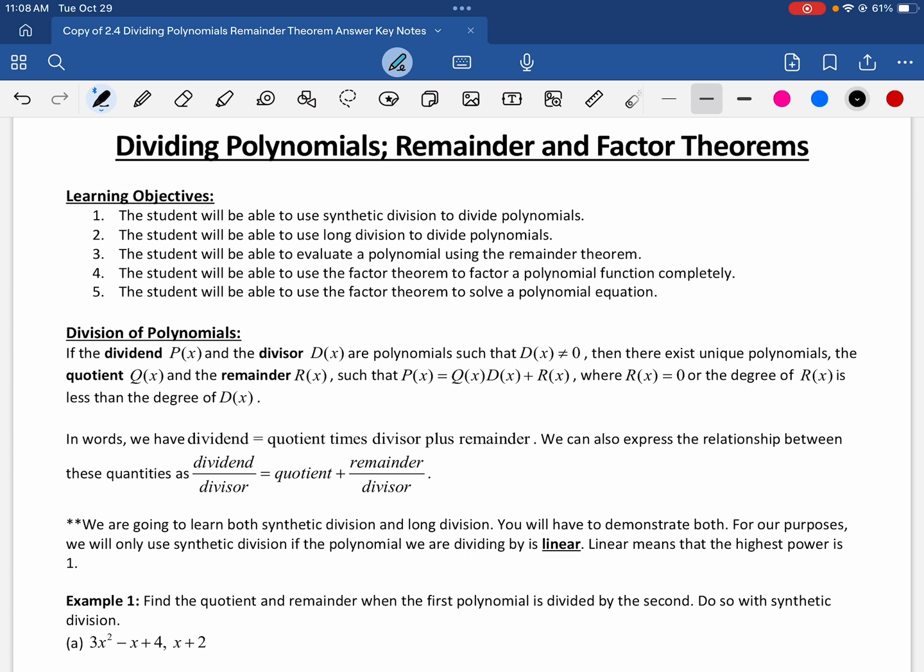All right, for our purposes, we'll only use synthetic division if the polynomial we're dividing by is linear. Linear means that the highest power is 1, okay? So that's kind of a key thing there. But really, I'm not going to read through all of this stuff. Mainly, I'm just going to jump right in and start looking at some of them and how we do linear and long and synthetic division.